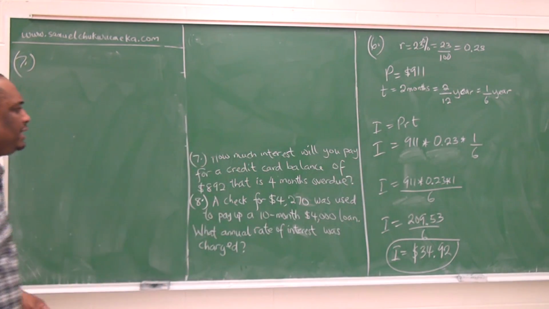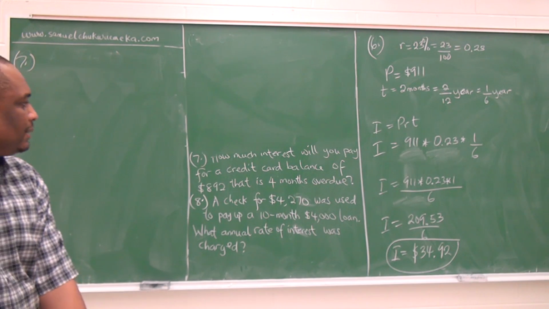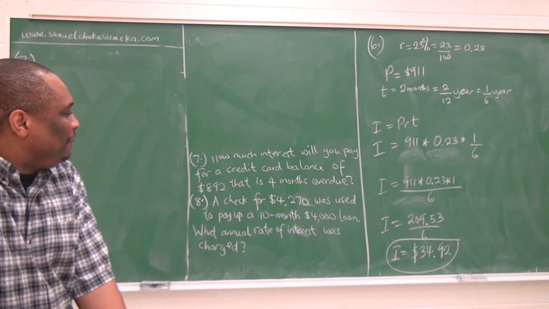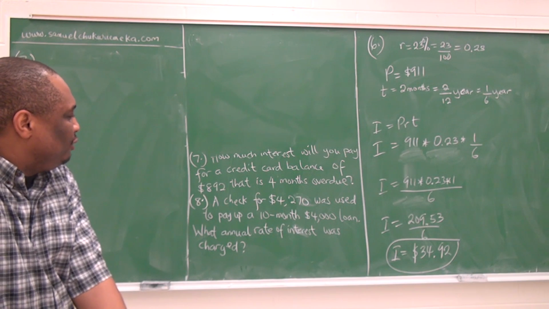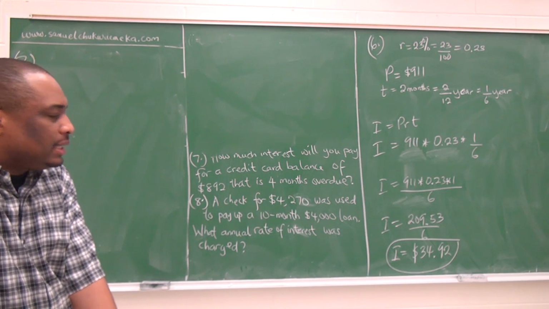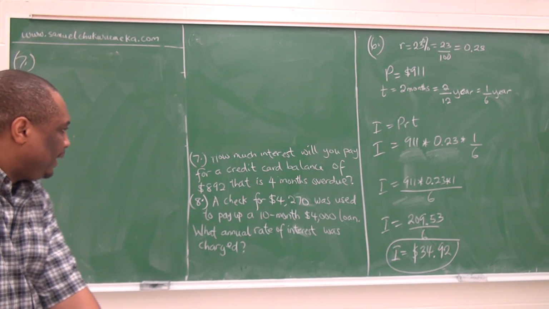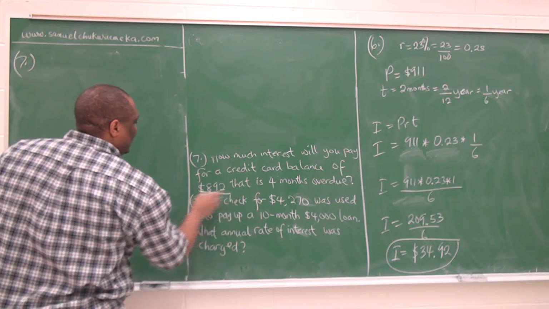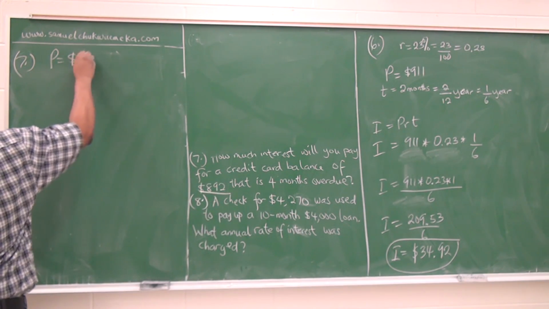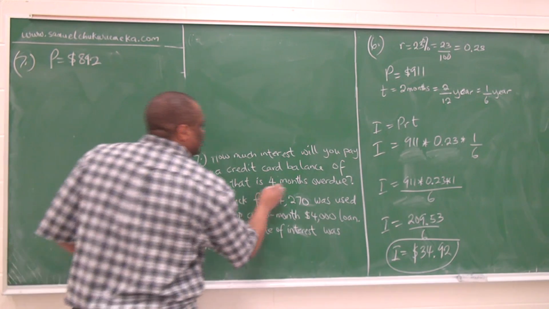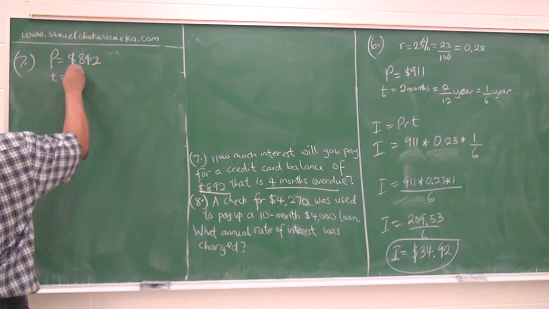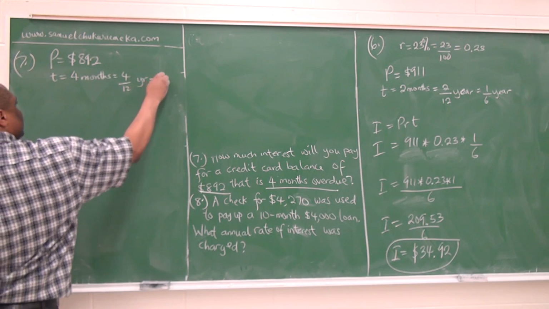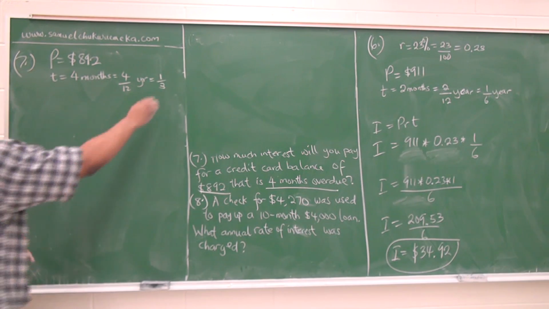Number 7 says, how much interest will you pay for a credit card balance? Oh, how many of you have credit cards? Okay. How much interest will you pay for a credit card balance of $892 that is 4 months overdue? The principal sum is $892. Time is 4 months, which is 4 over 12 year, which is 1 over 3 year.